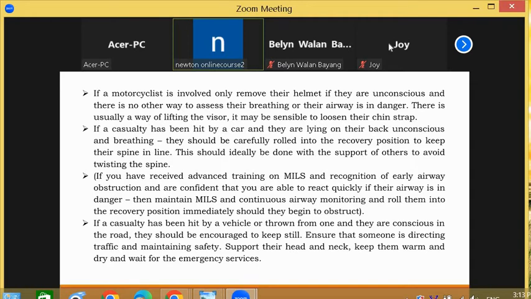The next step is you have to keep the patient warm. Next one, you have to wait for the emergency service. Okay, if the person is conscious or unconscious, in between you have to talk to the patient.